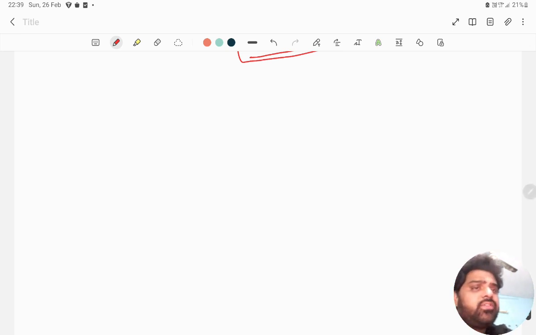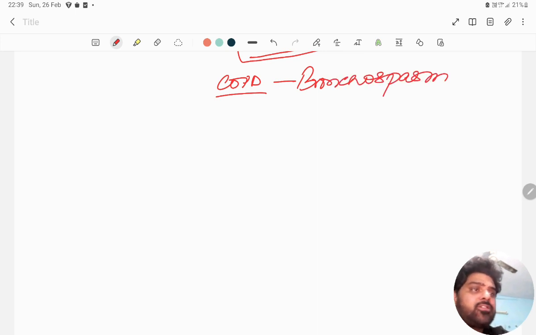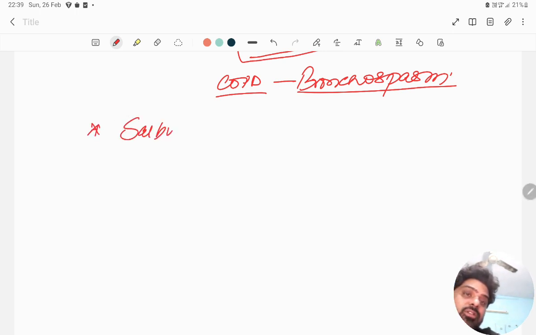We all know that these COPD patients have a high chance of going into bronchospasm. So we have to study, when a COPD patient develops bronchospasm, how to treat it, that can develop intraoperatively or can develop at any point of time. So the first thing that we will be using is salbutamol. Now what is salbutamol?